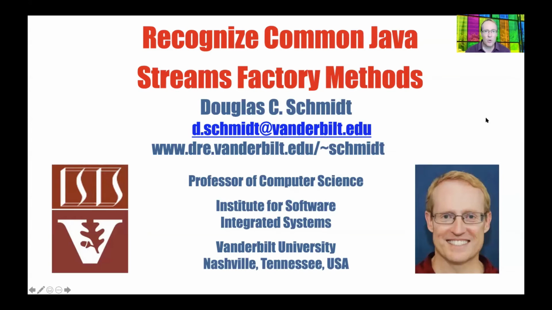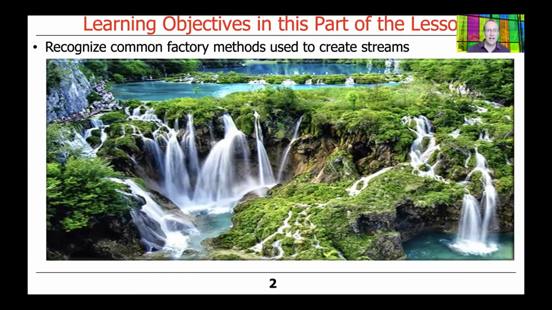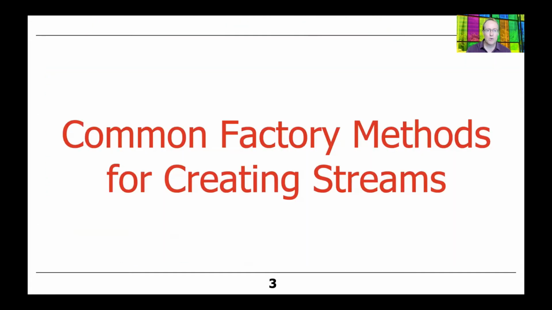So the next topic will be focusing on factory methods that create streams. Remember from the patterns course that hopefully you took here at Vanderbilt, the concept of a factory method or a factory makes something. And that's just a good old Gang of Four pattern that's been around for decades at this point. And Java streams, like many other frameworks, is no different. They also use factory methods. And so factory methods are used in order to create streams.